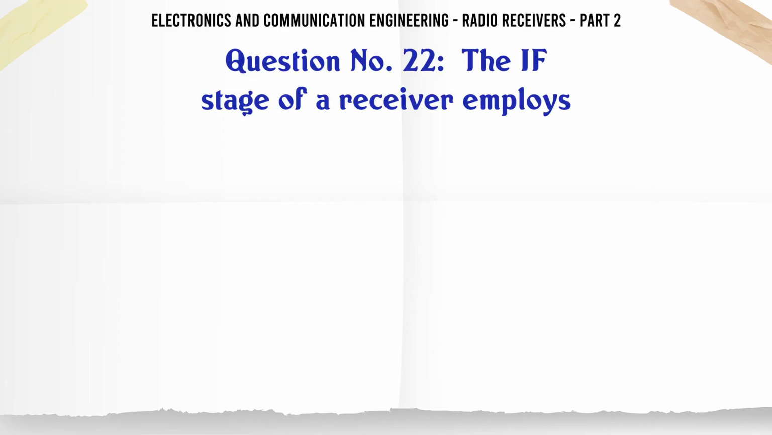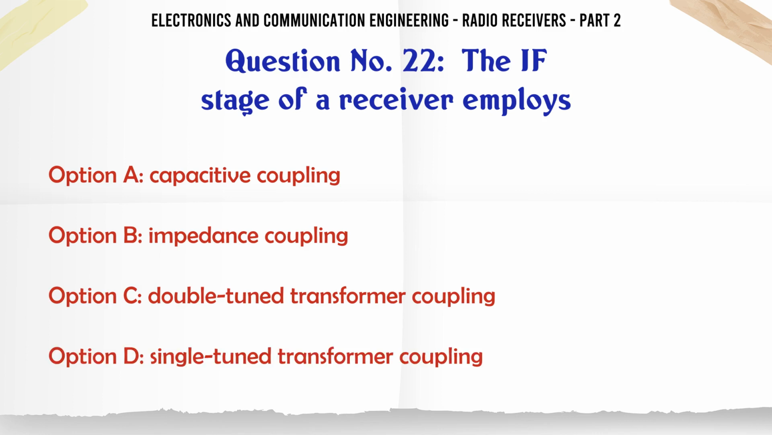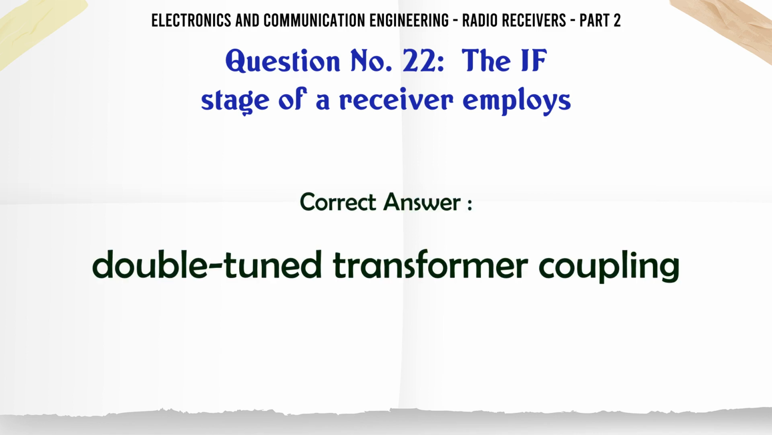The IF stage of a receiver employs: A. Capacitive coupling. B. Impedance coupling. C. Double-tuned transformer coupling. D. Single-tuned transformer coupling. The correct answer is double-tuned transformer coupling.